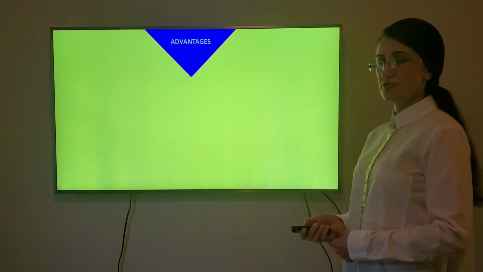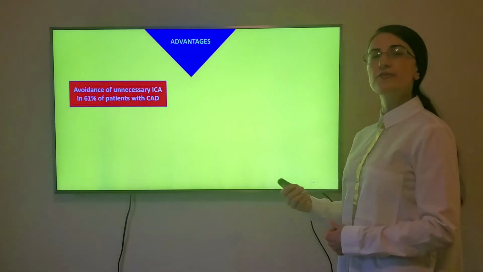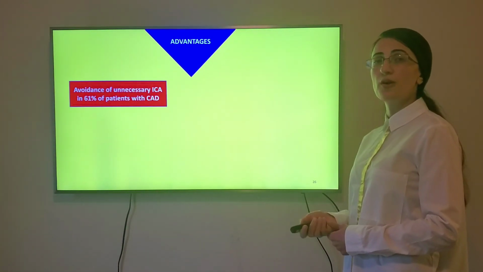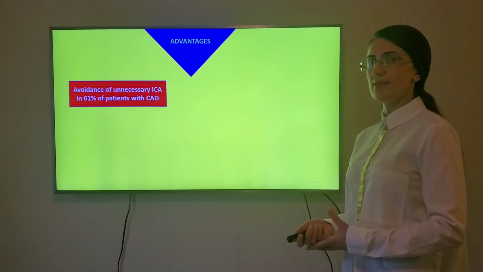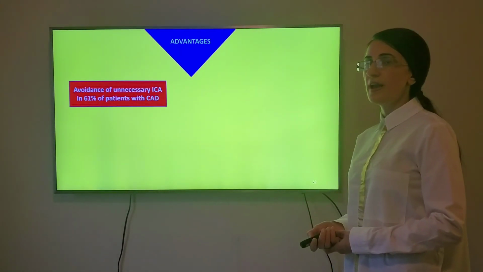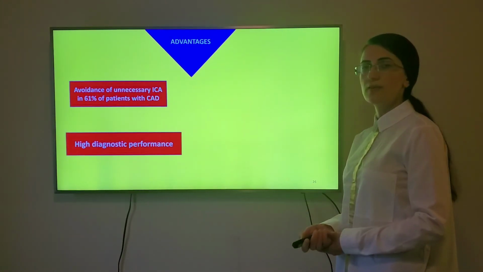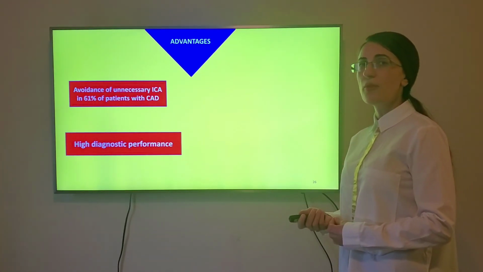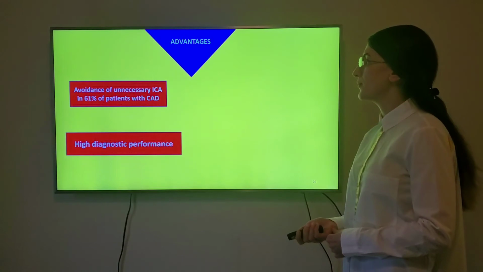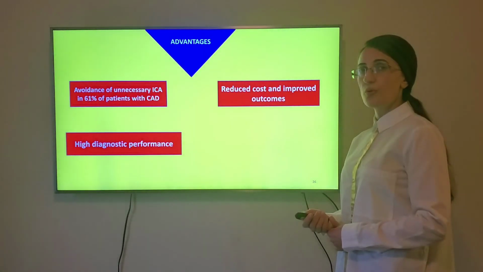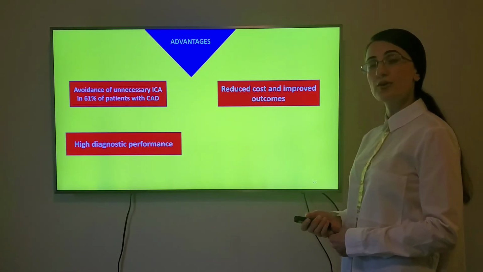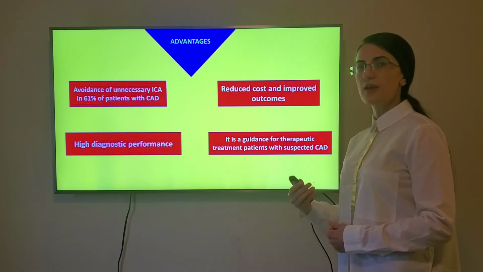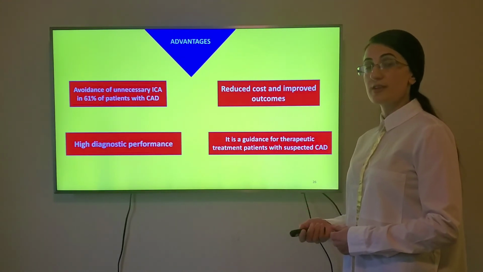Here are the advantages. Of course, it avoids unnecessary invasive coronary angiography in almost 61% of cases. So patients, if they don't need it, avoid all these unnecessary invasive methods. The second one, as I showed before, is very high diagnostic performance. The result is almost the same as invasive coronary angiography. The third, it has reduced cost and improved outcomes. And the last one, it is very good guidance, so the doctors can make their own treatment plan for their patients.